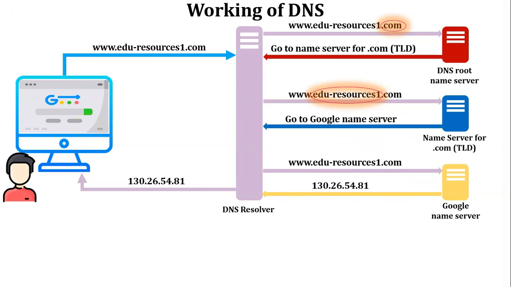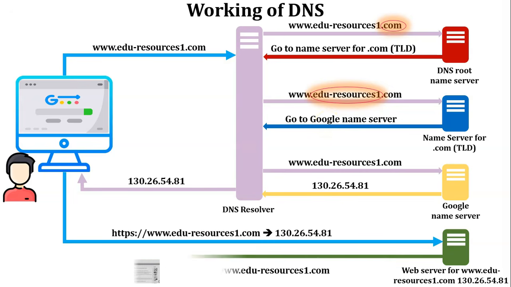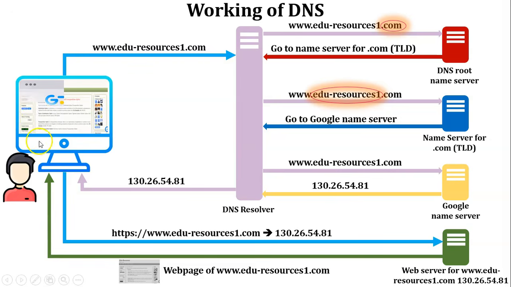Now the user's browser searches this IP address on the internet and connects to the web server eduresources1.com. Then the web server eduresources1.com accepts that request from the user's browser. Now the web server sends the user's requested page to the user's browser, and that requested page is displayed in the user's browser. So this is the working of DNS.